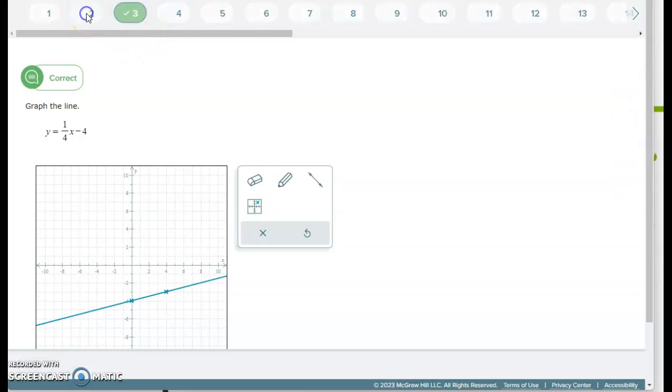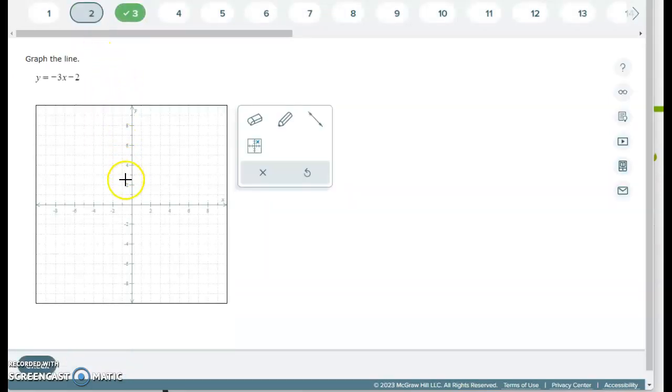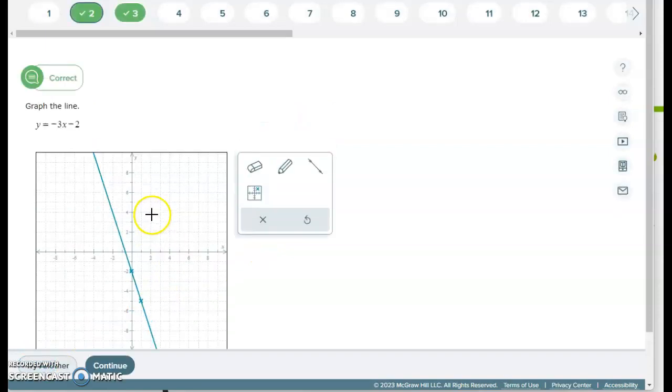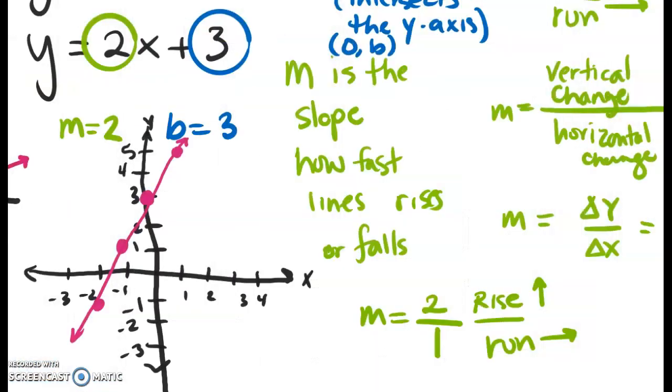So now let's go to another one, number 2. Here I've got a slope of -3 and a y-intercept at -2. So I'm going to place my y-intercept first, and then, since this is a negative slope, I'm going down 3 and run 1, -3/1, and then hit check, and I've got it correct. So just a brief overview of how to graph on ALEKS.